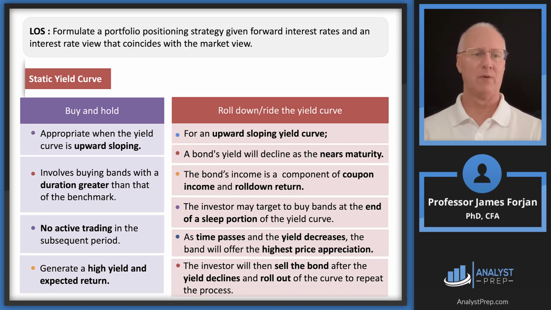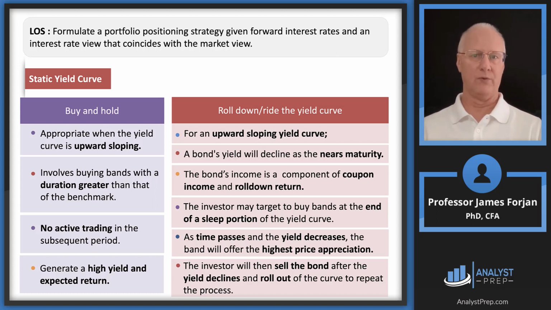Now let's go back to that example of what I just said about. Let's suppose that we have a static yield curve, so we're not really thinking that the yield curve is going to change. So what we're going to do is buy and hold. This is appropriate when the curve is upward sloping. And what that means is that we're probably going to buy some bonds that have a duration greater than the benchmark. Buy and hold means that we don't have to have any active trading. And this buy and hold strategy probably results in a higher expected return.